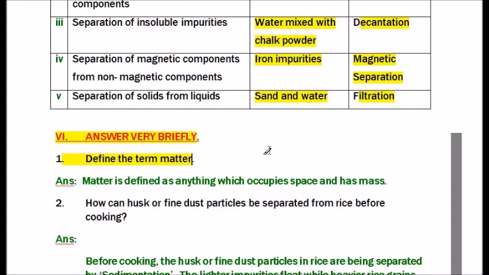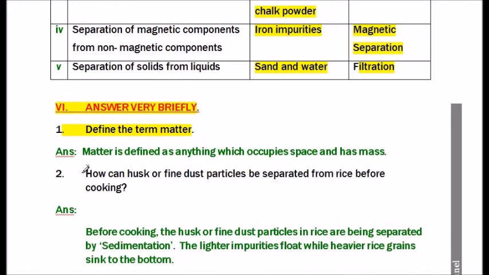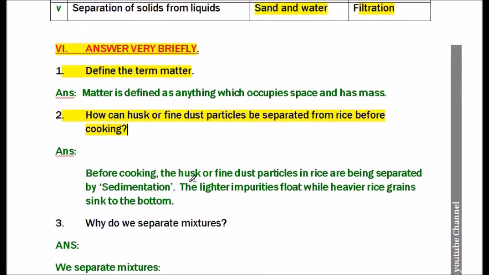Question number 2. How can husk or fine dust particles be separated from rice before cooking? Answer: before cooking, the husk or fine dust particles in rice are separated by sedimentation. The lighter impurities float while the heavier rice grains sink to the bottom.